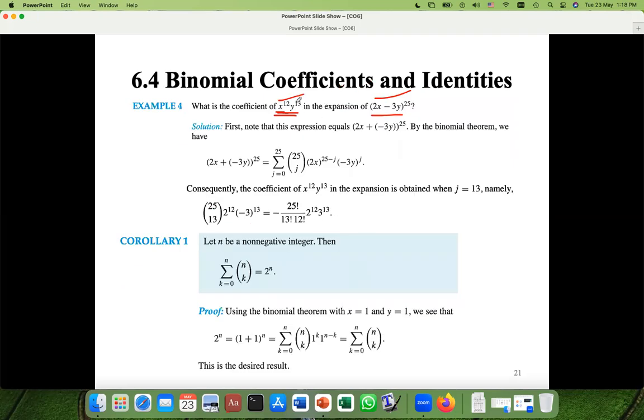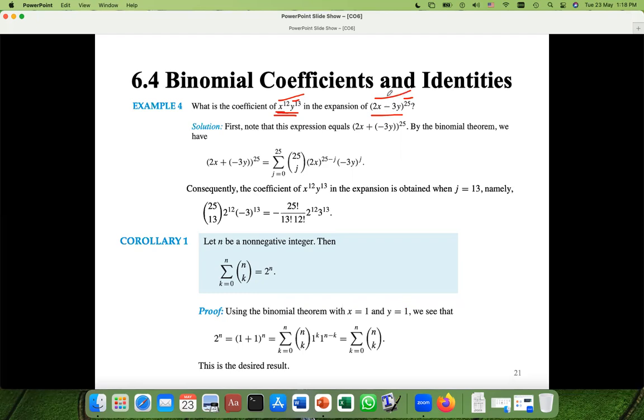So here y^13, what does it mean? It means r will be 13. And this expression is giving me the power 25. This is n now. This is n now.